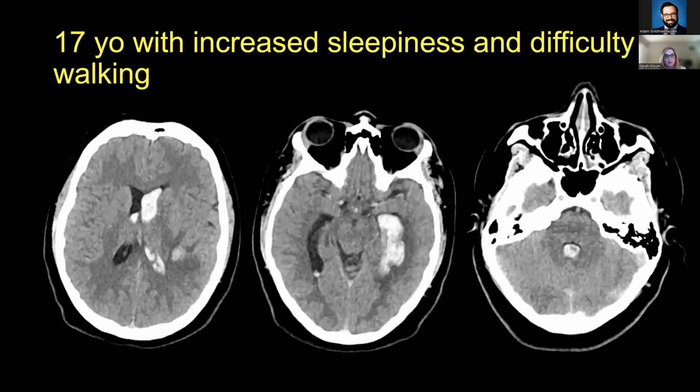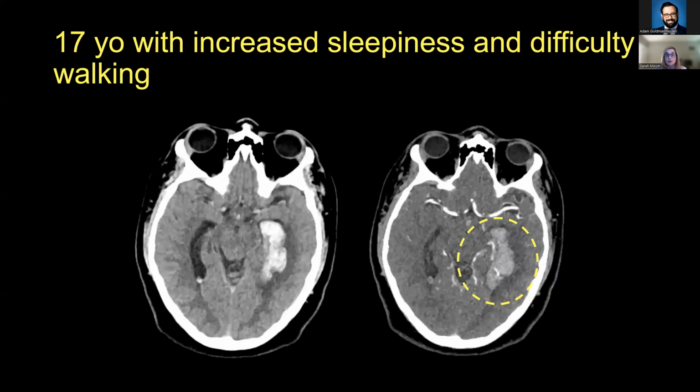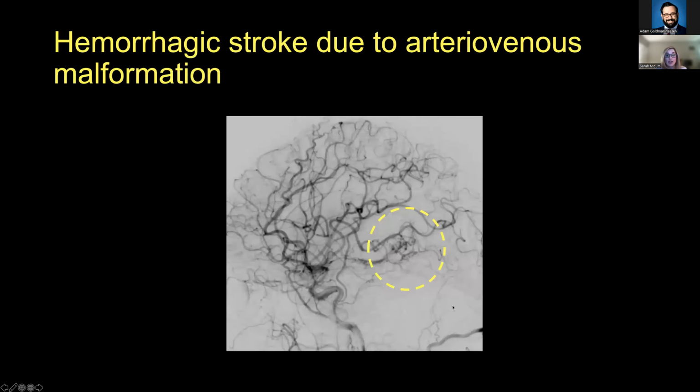Let's look at an example. This is imaging for a 17-year-old who presented with acute difficulty walking. The CT images show acute hemorrhage casting the left lateral ventricle with extension into the right lateral ventricle, third ventricle, and fourth ventricles. The subsequently performed CTA demonstrates asymmetric prominent arteries as well as draining veins in the region of the hemorrhage. An AVM, or arteriovenous malformation, was soon confirmed by angiography.